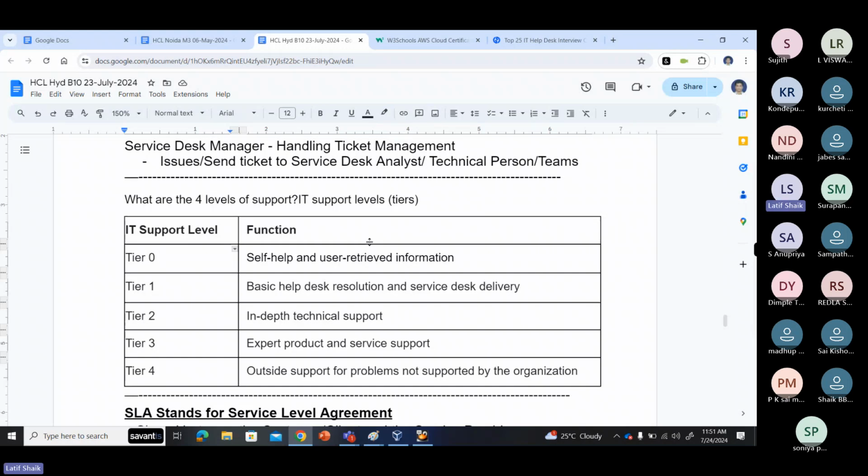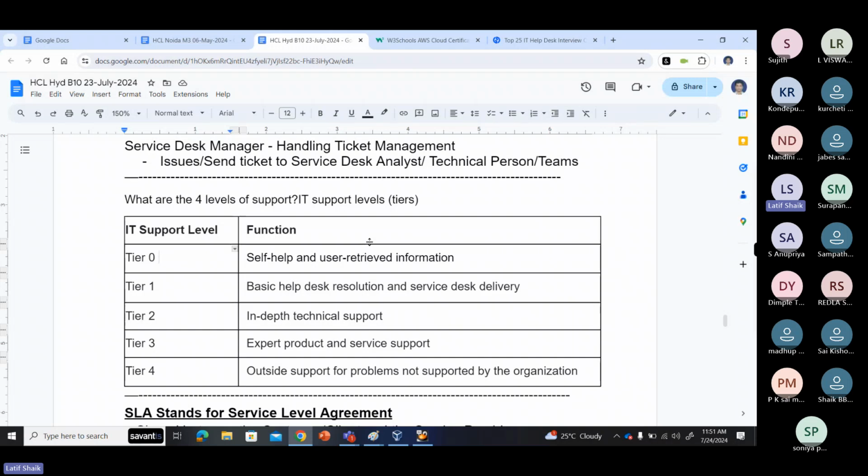L4 is like a consultant: SAP consultant, cloud consultant, AWS consultant, data engineering consultant. A Windows server administrator is a common L2 level, but L4 is a consultant, providing outside support to the organization. So different levels are there, guys.